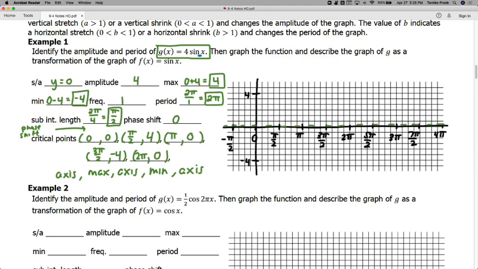Now we're starting at the phase shift, which is 0 radians, and we're going to graph the key points in order of sine. So at 0, we start on the axis, and then the next key points over on the x-axis, we go to max, axis, min, axis, max, axis, min, axis.